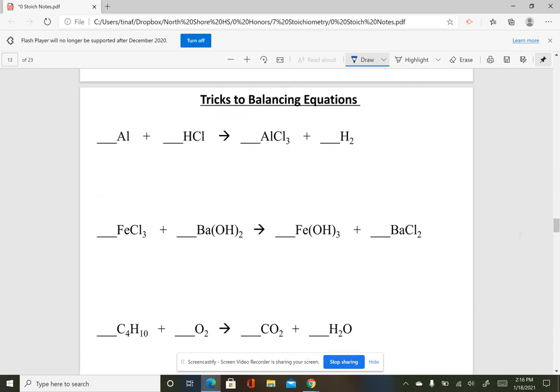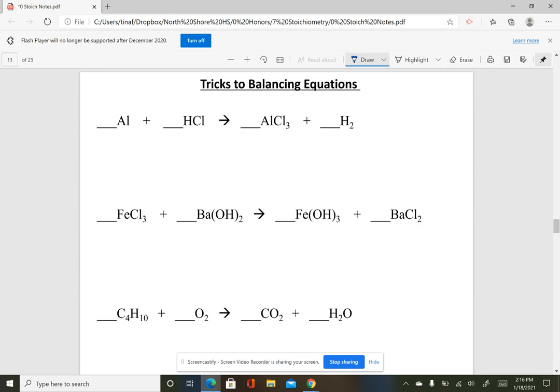These are just some tricks or some examples for balancing equations. And I feel like we kind of already looked at this one, but we'll do this one together. You want to, as always, list your elements underneath the arrow. You want to count how much stuff you have on each side. So on this left side of the arrow, I have 1 of everything. On the right side of the arrow, I have 1 aluminum, I have 3 chlorines, and I have 2 hydrogens.